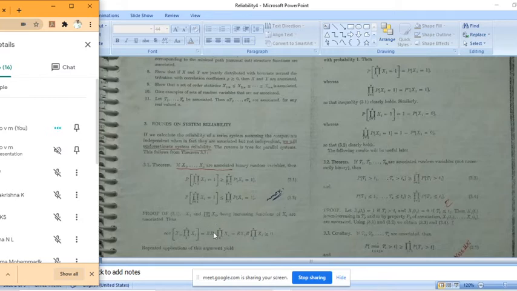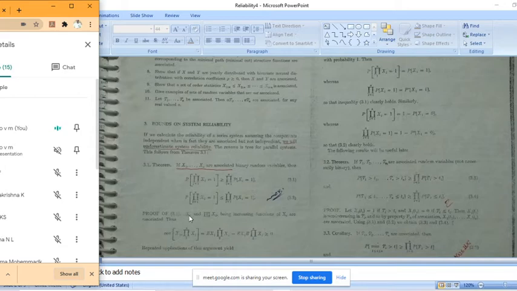So, what are the properties of association? If x and y are associated, then non-decreasing functions of x and y will also be associated. So we will use that property.